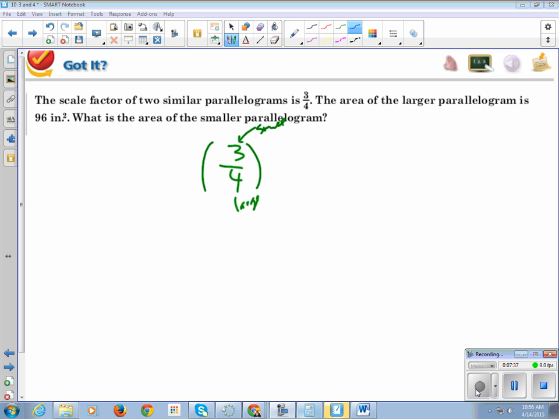So we know that the side length scale factor is equal to the area scale factor if it is squared. So my ratio of areas, my area ratio is 3/4 squared, which when we simplify that out is 9/16.